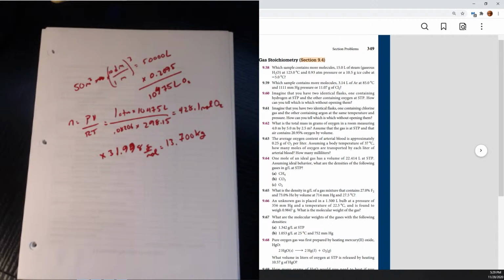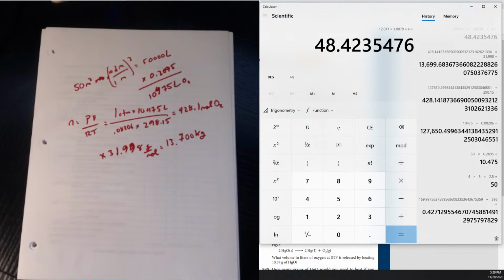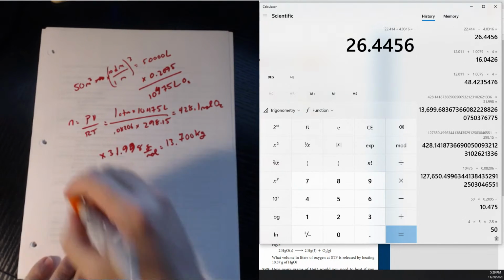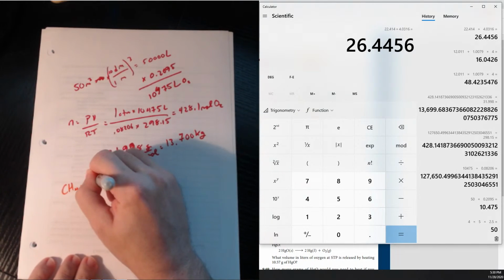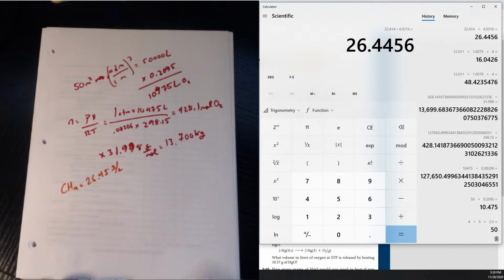So, for methane, 12.011 plus 1.0079 times 4, divided by 22.414. So for methane, it is 26.45 grams per liter. No, it's not. Where did that come from? What is going on? This calculator is screwing with me.